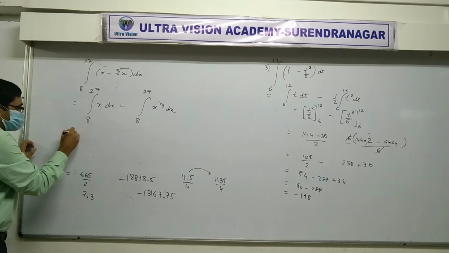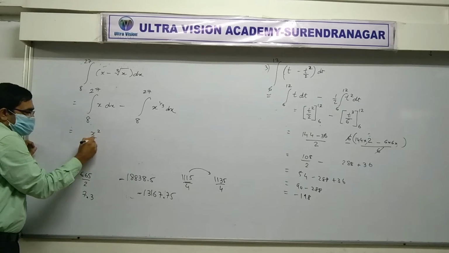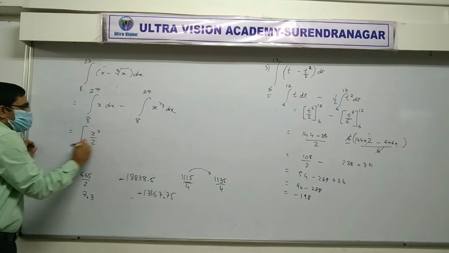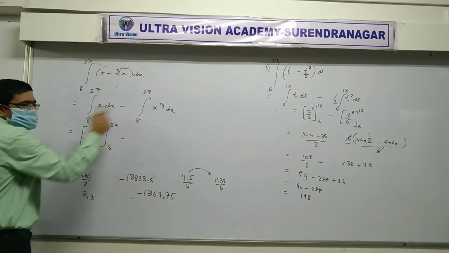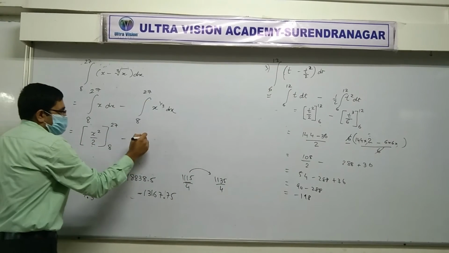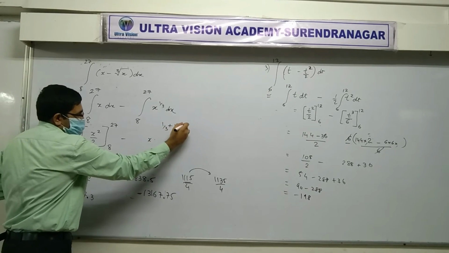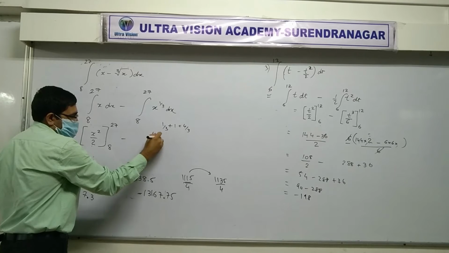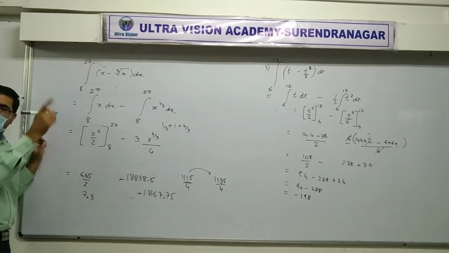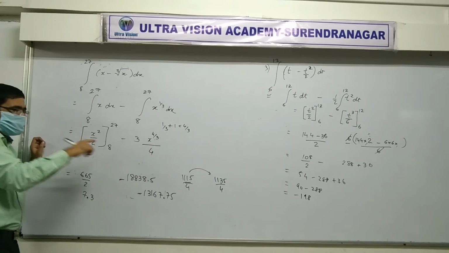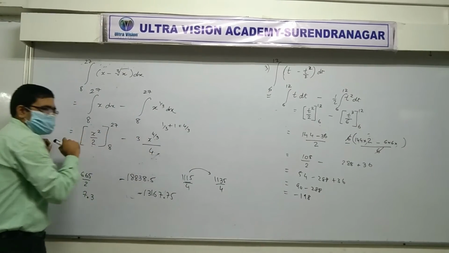Okay. Next step. This is easy. What should we do? X squared by 2. And then the box, 8 and 27. Now here, x raised to 1 by 3 plus 1. 1 by 3 plus 1 means 4 by 3. X raised to 4 by 3 upon 4 by 3. It will come in the numerator, because actually the denominator's denominator is the numerator. So then we get a 3.